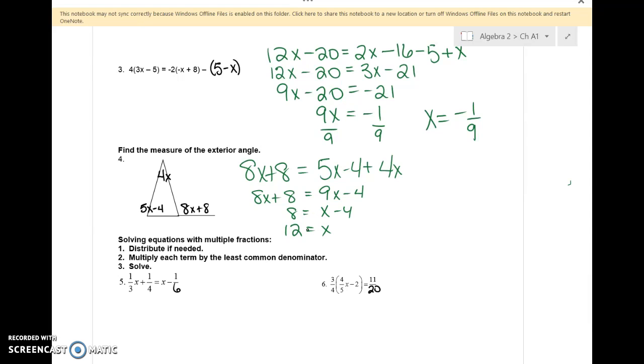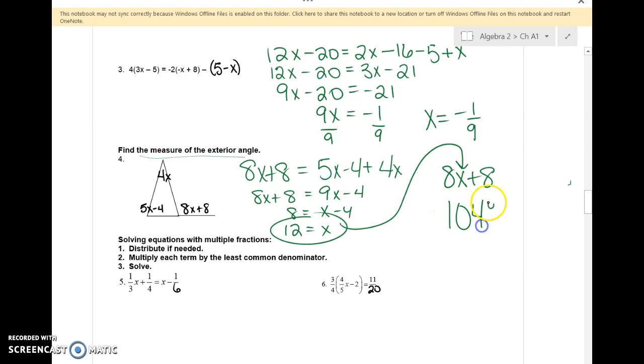Now, is that your answer? No, it's asking you to find the measure of the exterior angle. X is not the measure of the exterior angle. X is part of that expression. The exterior angle is 8x plus 8, so you need to take that 12 and plug it in. 8 times 12 plus 8, 104 degrees.